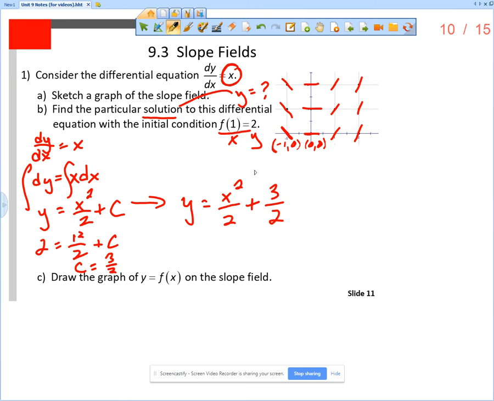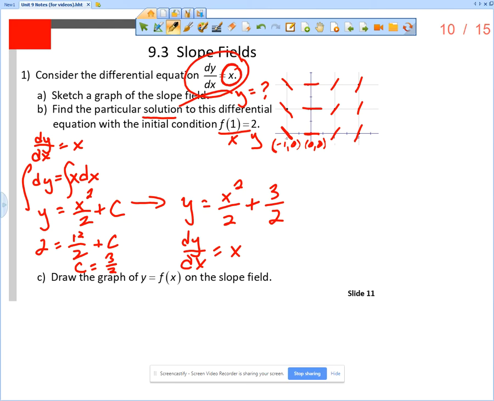So that is the particular solution that's going to have f of 1 equals 2, right? Now remember, if I take the derivative, obviously I get the dy/dx, well, that would be 2x over 2, so just x, plus, well, the derivative of 3/2 is 0, so dy/dx is x, like what we started with, all right? So that's it. That's an old question, right?